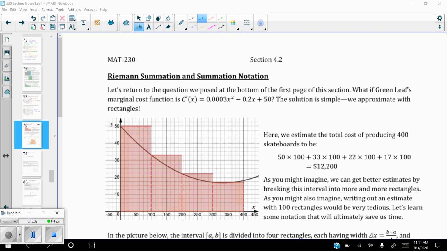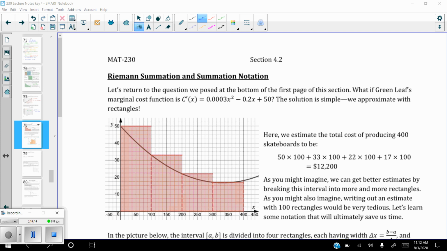Okay, and in the previous problems, we've been able to use geometric shapes, which are easy to find the areas of, to be able to do the estimations. In this case, when we have a quadratic function like this, there is no easy geometric way to find the area of a quadratic. So what we have to do is estimate the area using rectangles, and that is called a Riemann sum. And we're also going to introduce summation notation when we get down on the page a little bit further. So let's return to the question that we posed at the bottom of the first page.